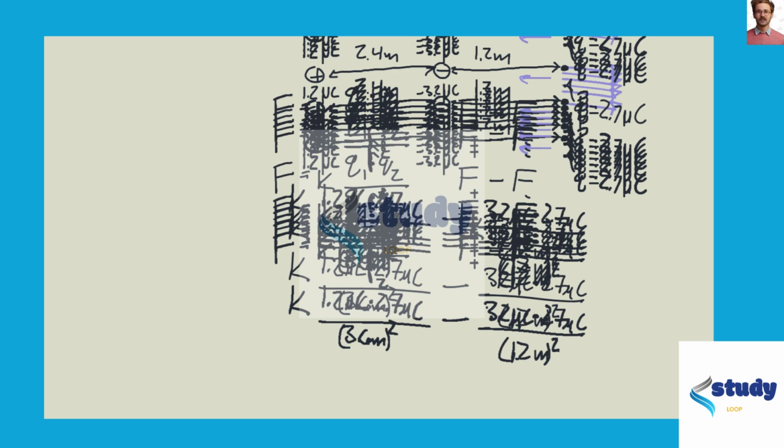If we want, we can simplify this and factor out the K's and say this will be K times 1.2 times 10 to the negative 6 times 2.7 regular coulombs, because that's a microcoulomb. 2.7 times 10 to the negative 6 coulombs over 3.6 meters, all squared, minus 3.2 times 10 to the negative 6 coulombs times 2.7 times 10 to the negative 6 coulombs over the quantity 1.2 meters, all squared.